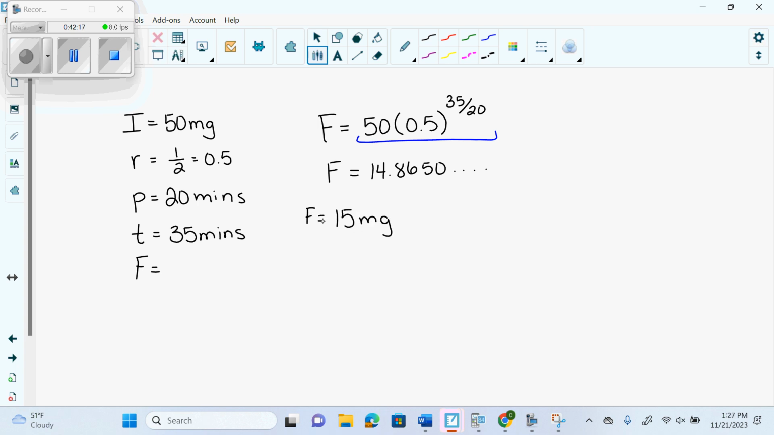I would say the mass after 35 minutes is 15 milligrams.